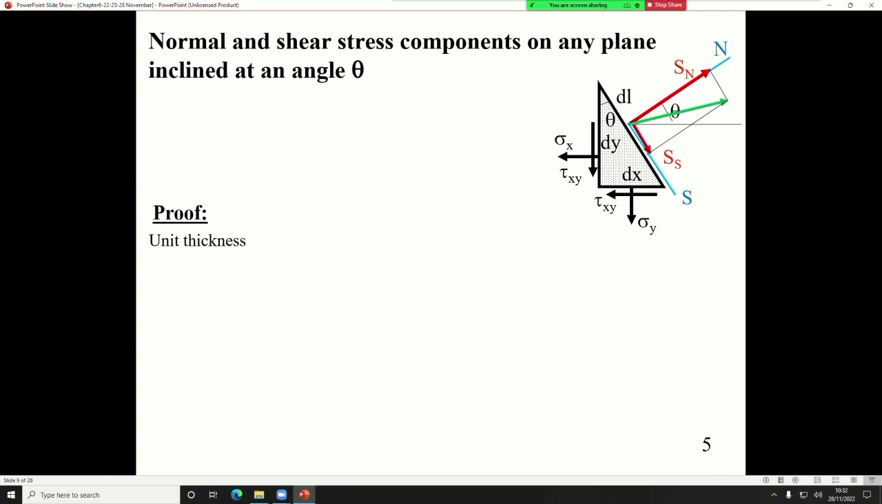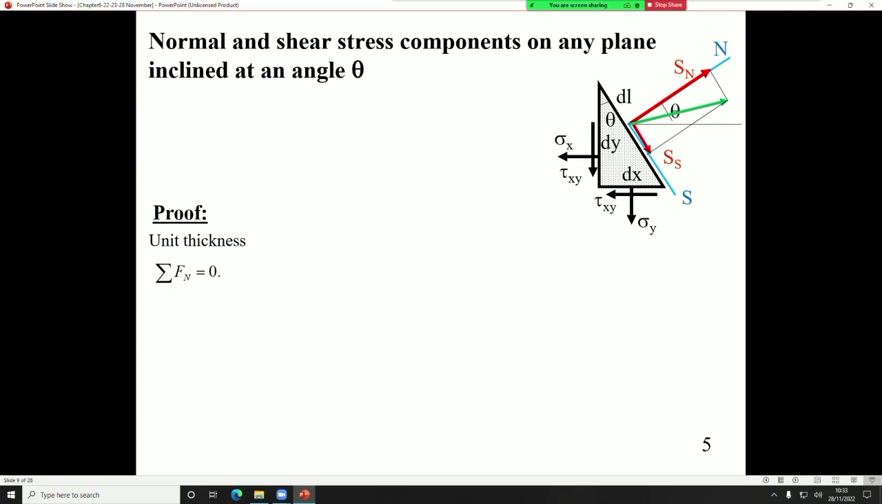Now the proof, I assume at the moment, the thickness or depth is equal to 1. So you can assume it's delta Z. It doesn't make any difference. They're going to be eliminated from both sides of the equation. So our objective is to find relations, because we are after these two components in terms of these three stress values, the initial stress matrix.